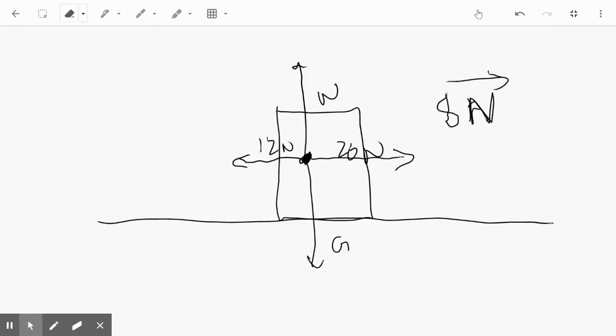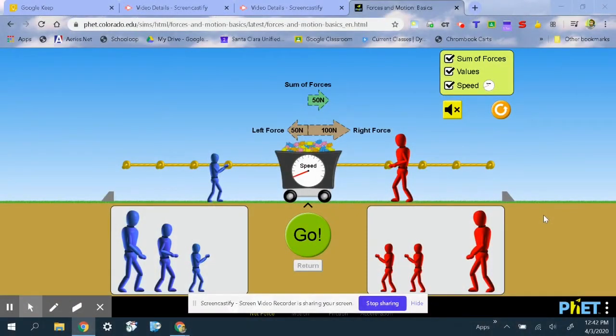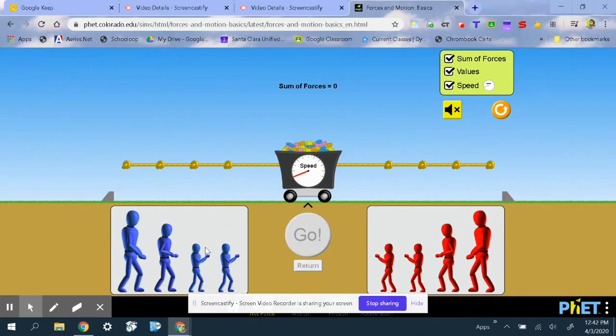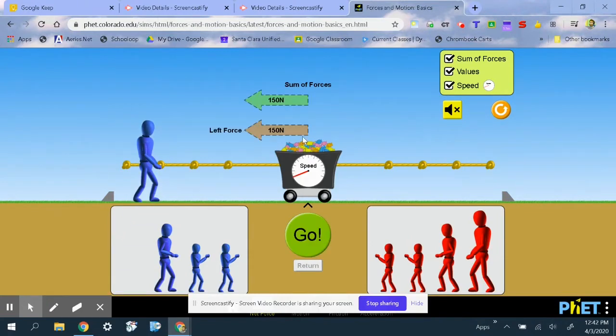That is net force. So here is an online simulation. There's a link to it in Google Classroom, where you could play around with net force. So you can take different amounts of force. You can take a very large force of 150 newtons to the left, and you can take a small force of 50 newtons to the right. And we see here we have a net force, which is the sum of forces, of 100 newtons to the left. This means that 50 newtons are going to be canceled out by this little guy here, this big guy is going to be pulling with 150. 50 is going to be taken away with a net force of 100 newtons.